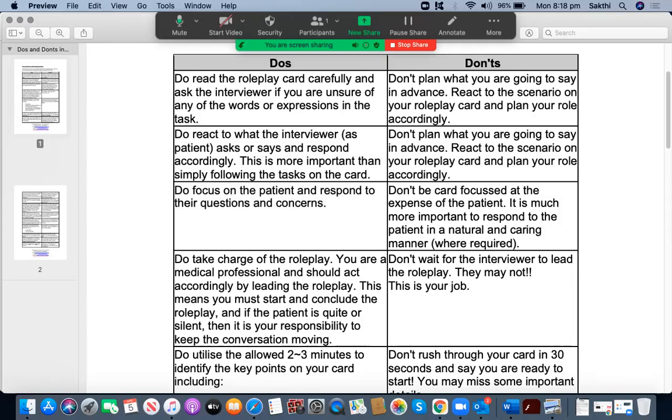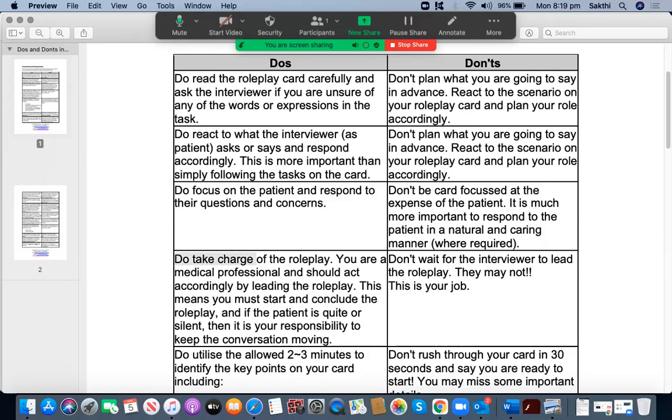What you should not do is be card focused at the expense of the patient. It is much more important to respond to the patient in a natural and caring manner wherever required. Remember that the speaking role play conversation is where they are going to assess your speaking skills to see whether you are able to show sympathy to the patient and provide better care. As a result, don't be card focused. All right, it is much more important to respond to the patient in a natural and caring manner. All right, what is the next one?